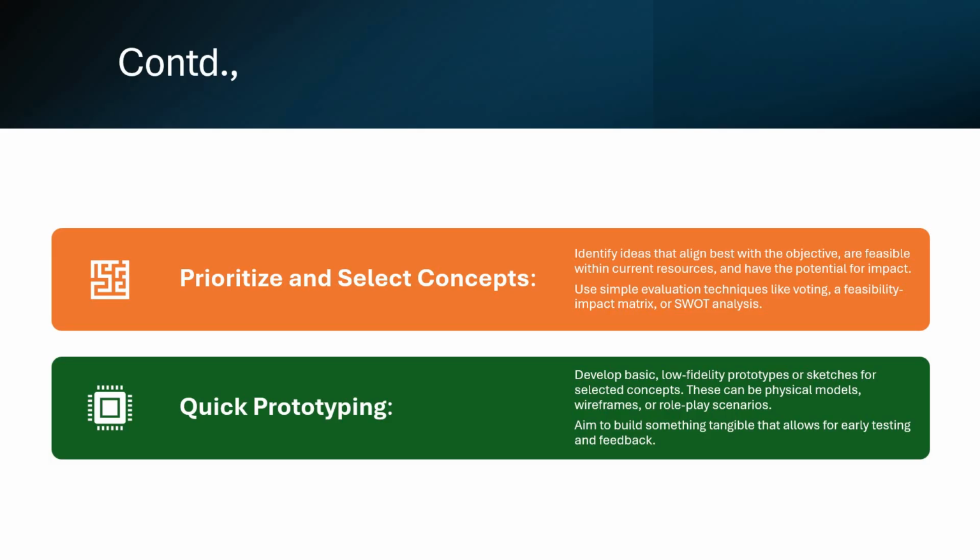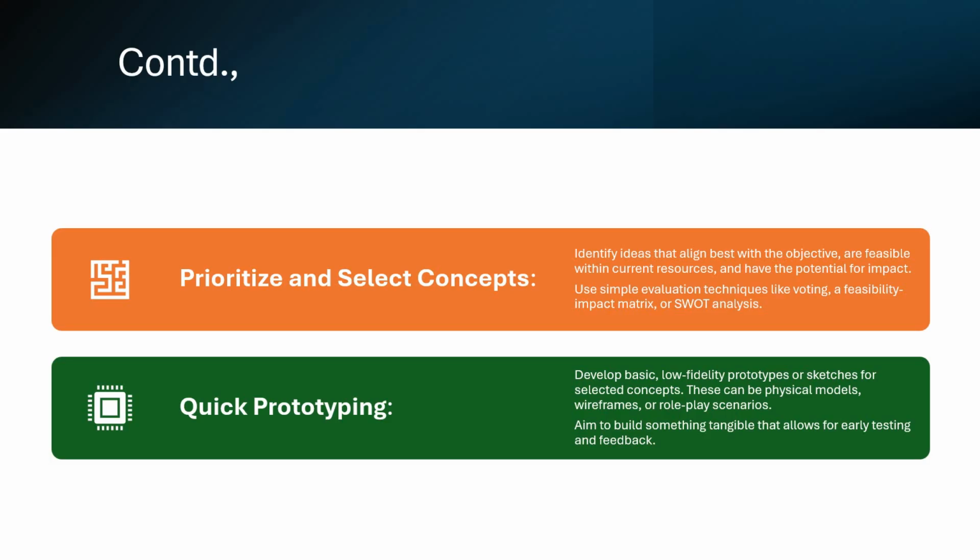Next is quick prototyping. You need to develop basic low fidelity prototypes or even sketches for selected concepts. You would have already brainstormed, you would have prioritized and selected the concepts. Go ahead with the next step. The next step is to prototype it. The prototypes can be really low fidelity ones, or even sketches. There can be physical models or wireframes or even role play scenarios. The aim is to build something really tangible that allows for early testing and feedback.